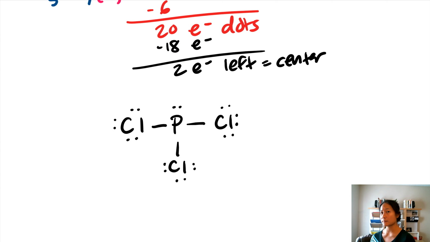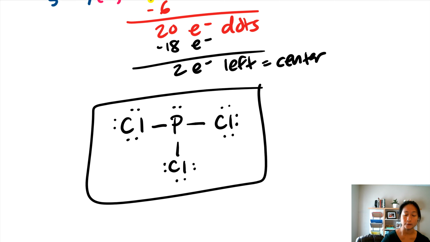Last step, check to make sure everybody obeys the octet rule. Each chlorine has 2, 4, 6, 8 electrons around it. The phosphorus has 2, 4, 6, 8 electrons around it. Everyone has obeyed the octet rule. We have used the correct total number of electrons, 26. So this is our final Lewis structure.